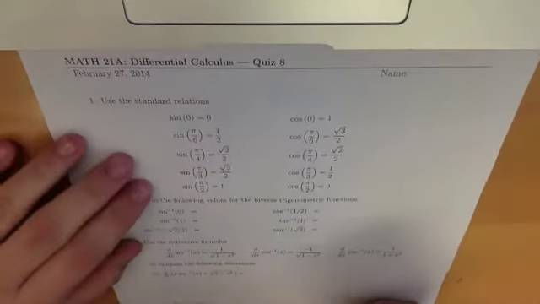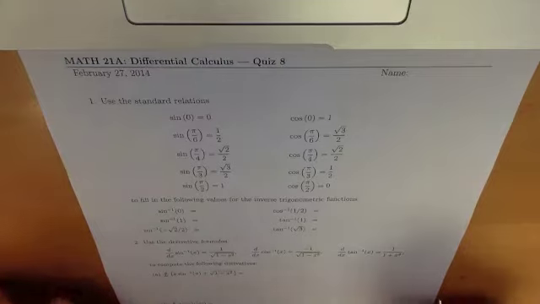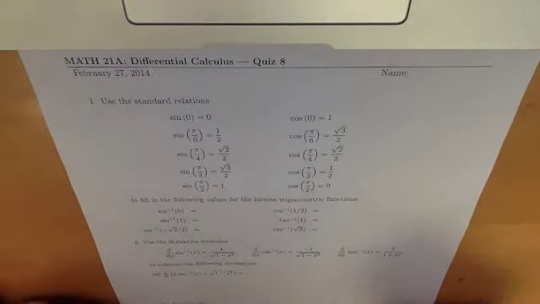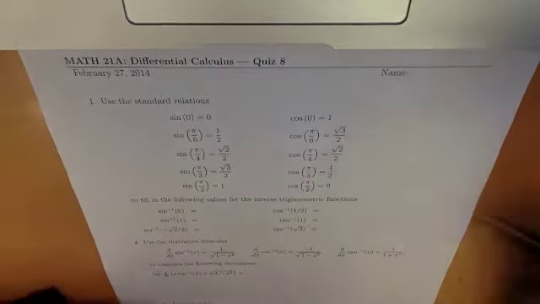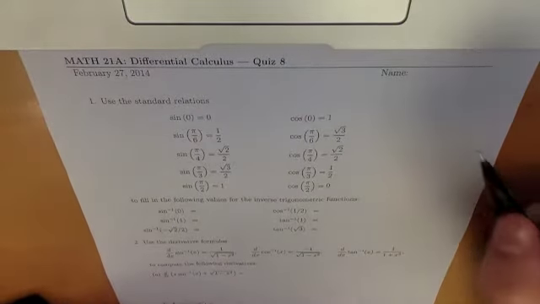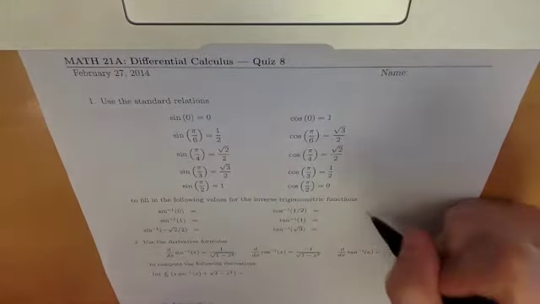All right, this is quiz 8. The first question says use the standard relations, and then it lists a bunch of trigonometric values to fill in the following values for the inverse trigonometric functions.